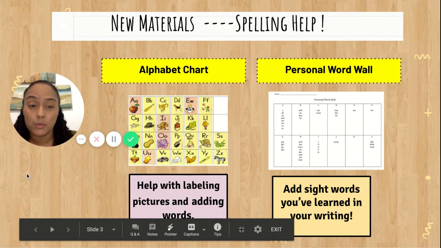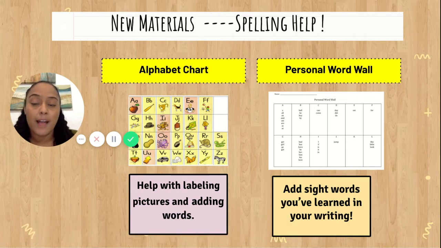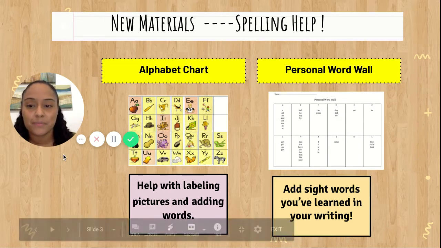The 2 new materials that you will get today are an alphabet chart and a personal word wall. The personal word wall has many words you learned in kindergarten, and it already has the words you've been practicing with sight words this year so far. You can use this personal word wall to add sight words to your sentences. The alphabet chart you can also use to label your pictures and sound out those tricky words and letters.